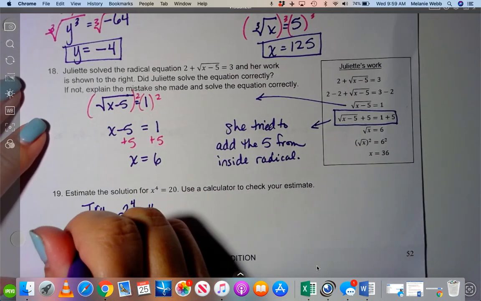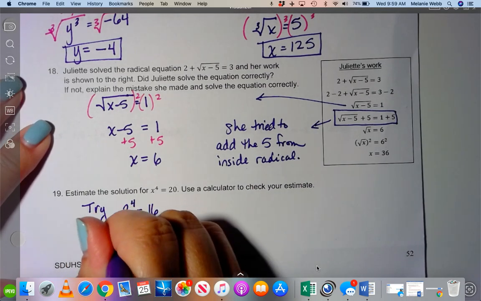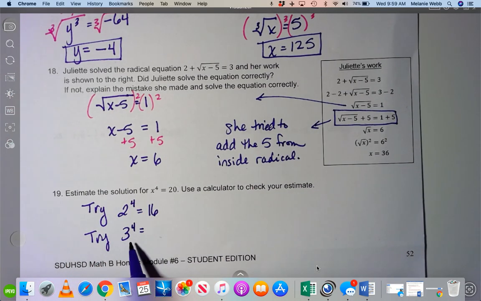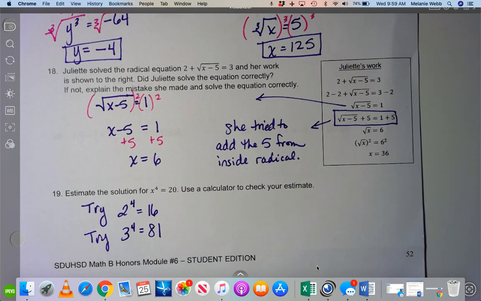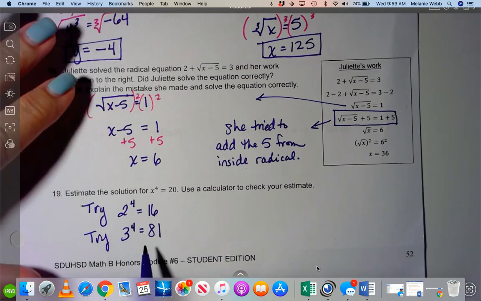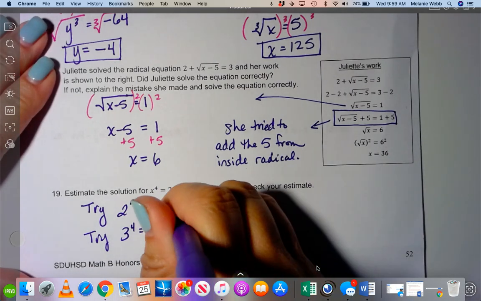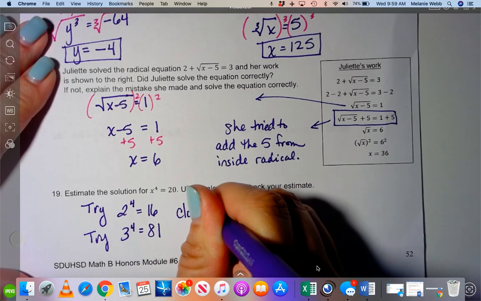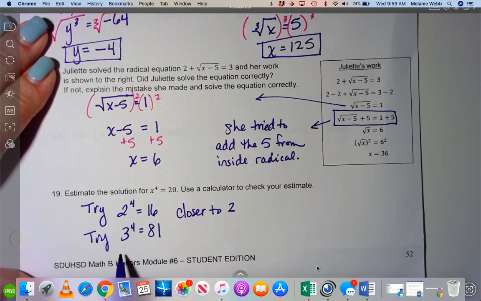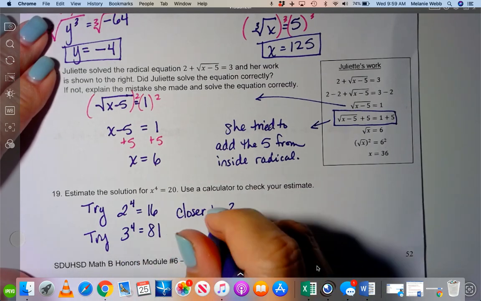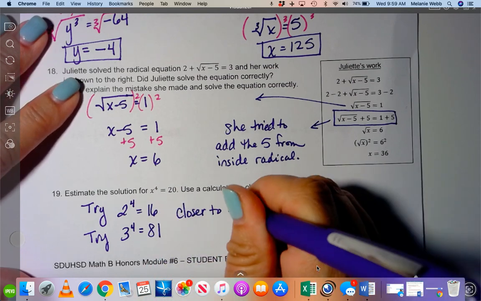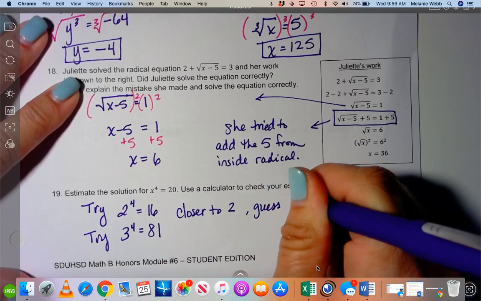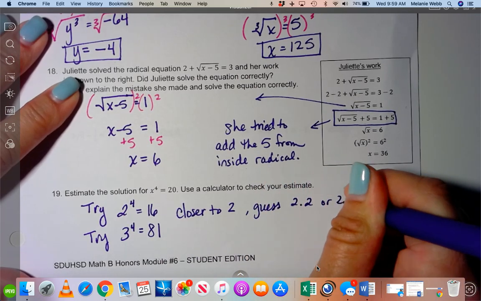Maybe try 3. 3 to the 4th power. So 3 times 3 times 3 times 3 is actually 81. So that's way too big. So I just know that actually it's going to be closer to 2. It's definitely in between 2 and 3, right? But it's going to be closer to 2 because 20 is closer to 16 than it is to 81. So I'm going to guess 2.2 or 2.3, something close to 2.